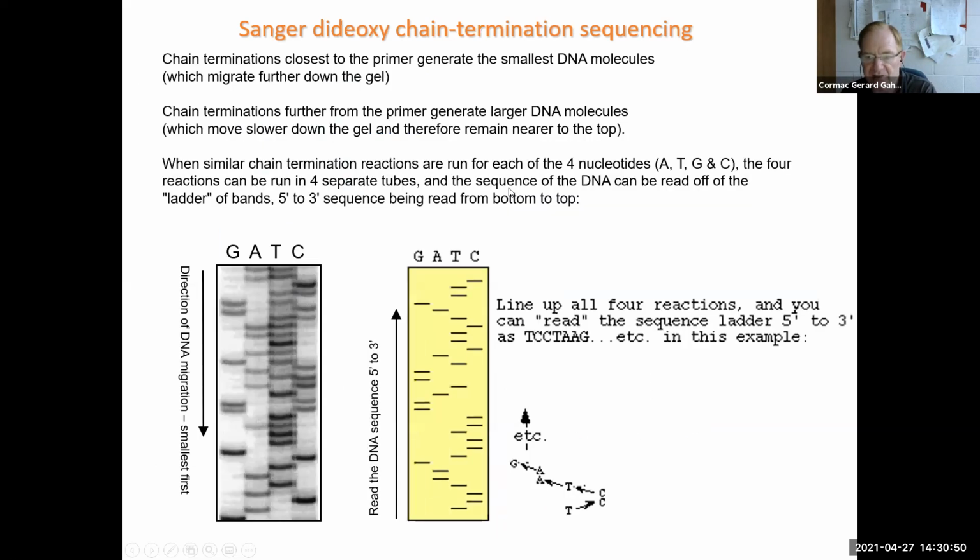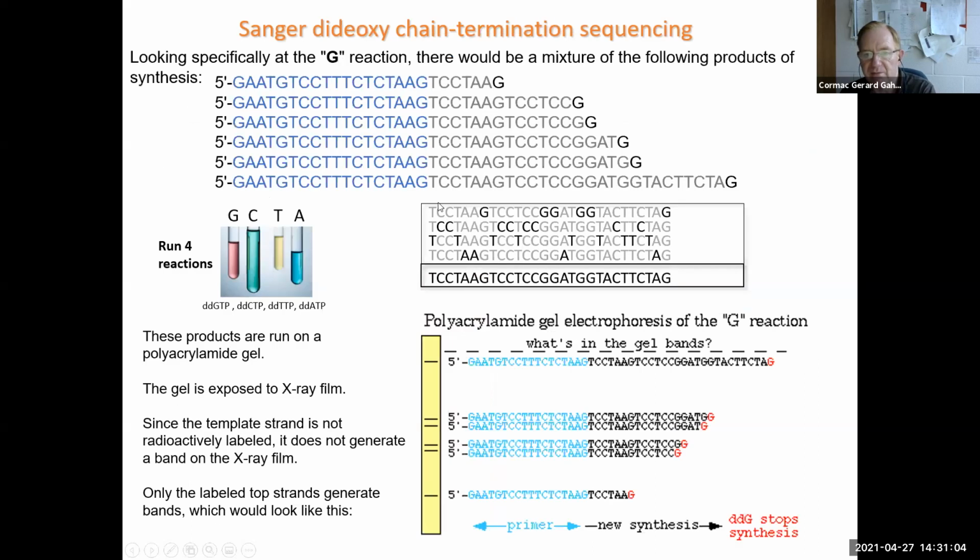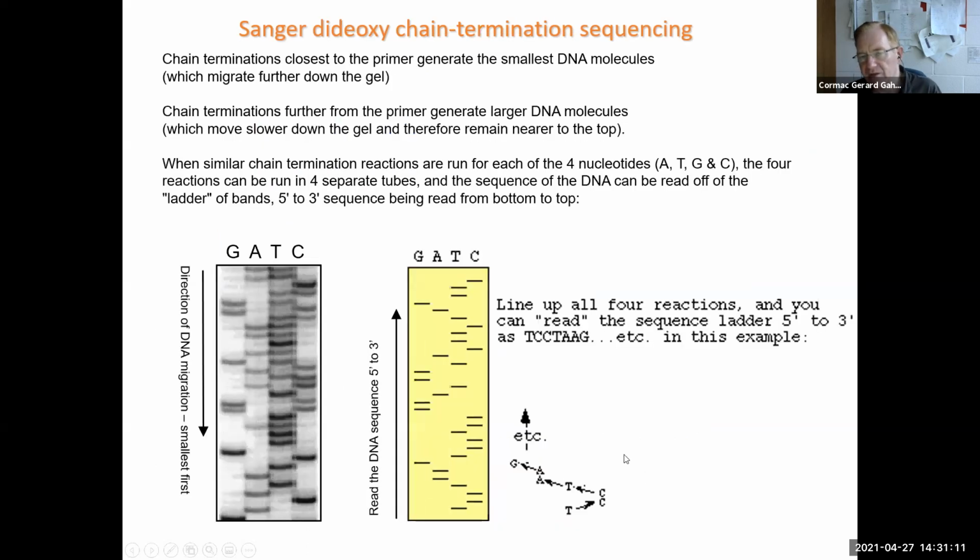So T, C, C, T is the readout. Okay, so you can work your way up this by reading the sequence in these different lanes. The shortest one that runs furthest is the T. So this makes sense because here's the T here. And then another short one here is C, and so on.